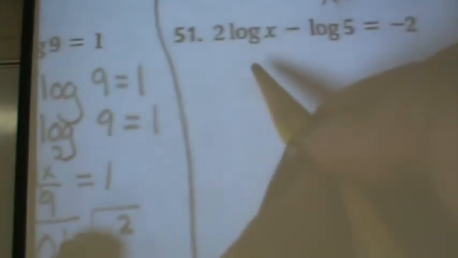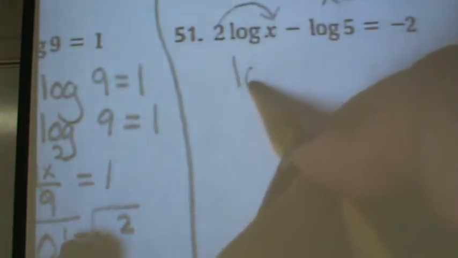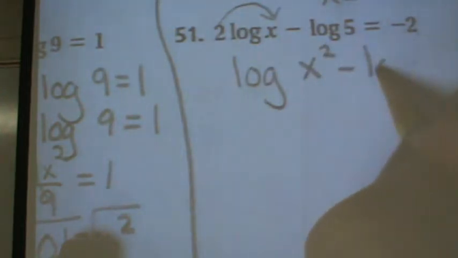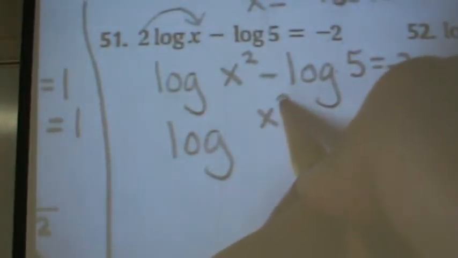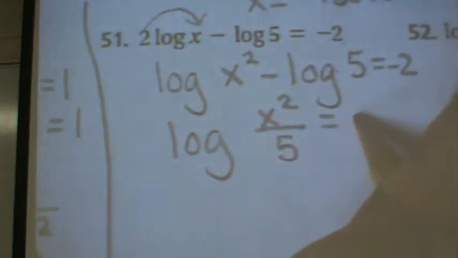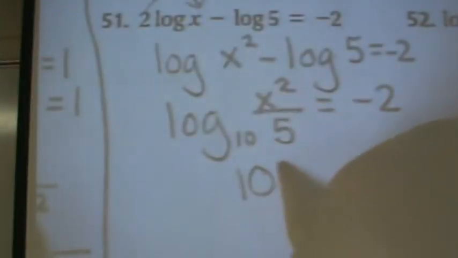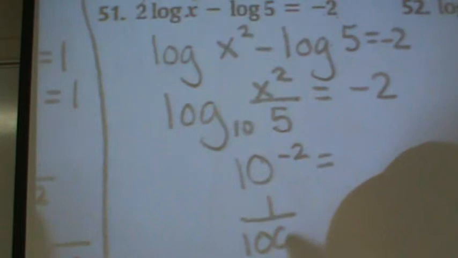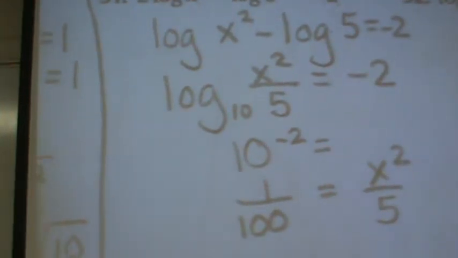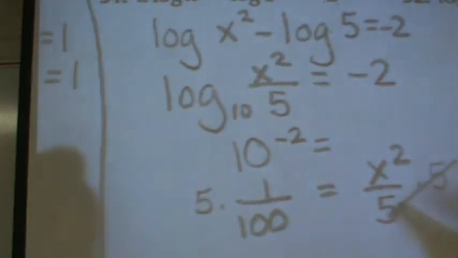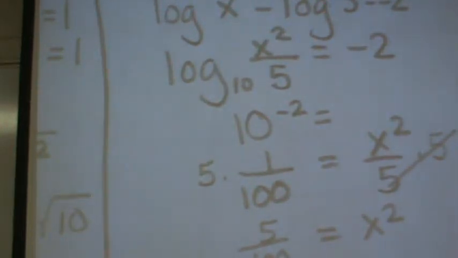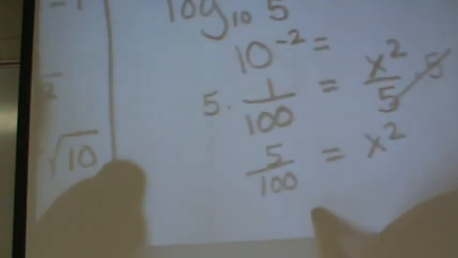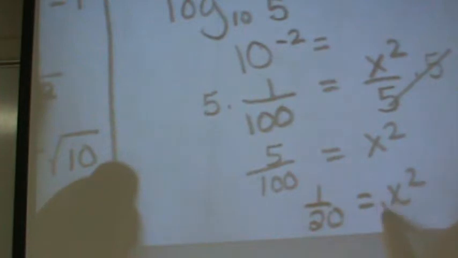Okay, 51, we're almost done. Move the 2 back. Then what? Log of x squared over 5, base 10, equals negative 2. 10 to the negative 2 power, which is 1 over 100, equals x squared over 5. Now what could we do? You could cross multiply, or what you could do is multiply both sides by 5. So you get 5 over 100 equals x squared. What's 5 over 100? 1 over 20 equals x squared. And then just square root both sides.